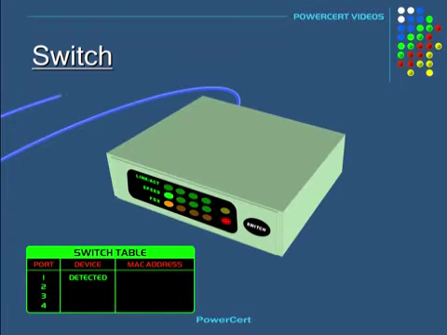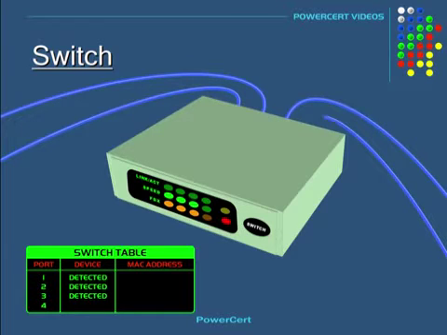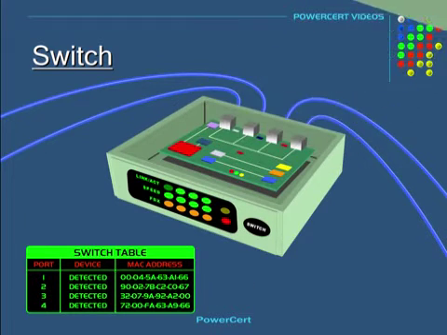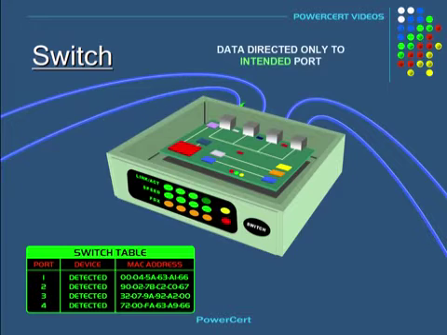Now a switch is very similar to a hub. It's also a device that has multiple ports that accepts Ethernet connections from network devices. But unlike a hub, a switch is intelligent. A switch can actually learn the physical addresses of the devices that are connected to it, and it stores these physical addresses, called MAC addresses, in its table. So when a data packet is sent to a switch, it's only directed to the intended destination port, unlike a hub where a hub would just rebroadcast the data to every port.